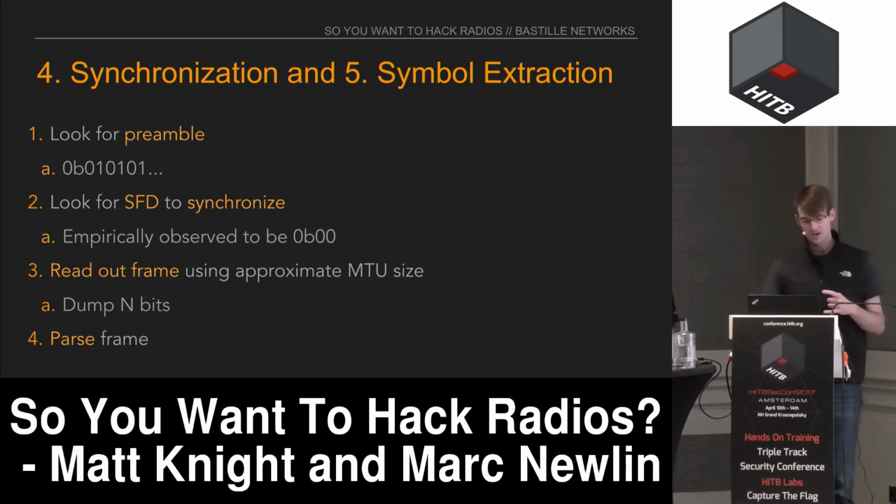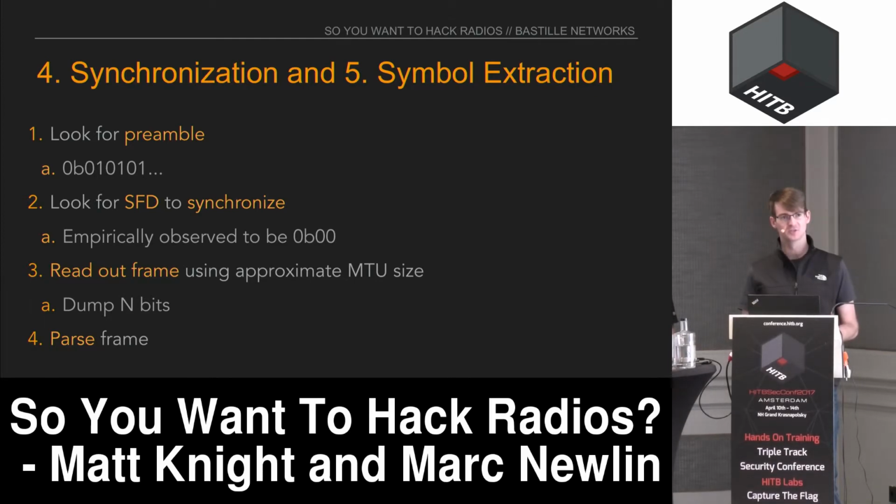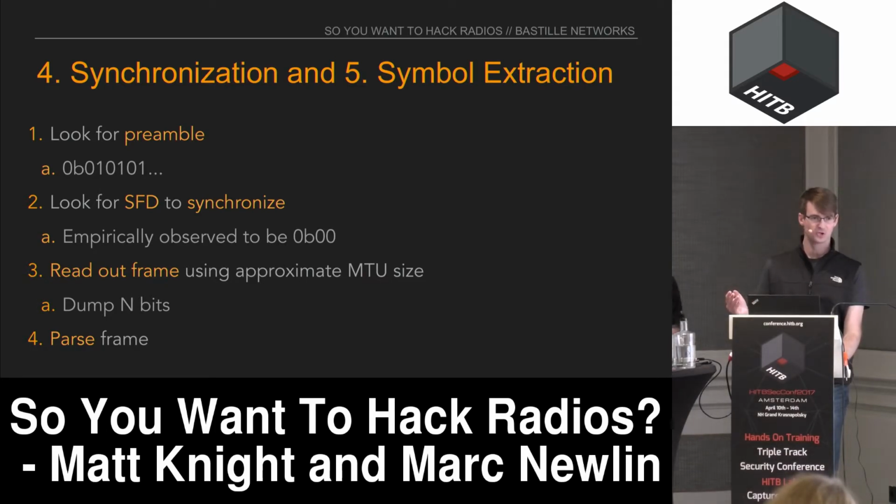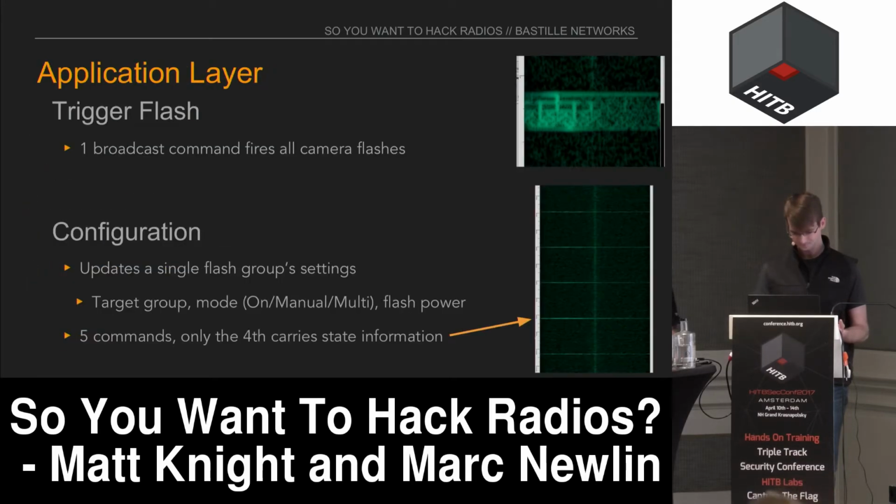So once we see that alternating pattern and our state machine establishes that we're about to receive a packet, we start to look for the start of frame delimiter so that we can synchronize. And the start of frame delimiter in this case is empirically observed to be 2 zero-valued symbols. So basically, the transmitter sends its preamble, and then at the end of the preamble, it sends an extra zero-valued symbol to tell the receiver, hey, the preamble's done. What follows immediately after the second zero-valued symbol is your data. So once we're synchronized, we read out the frame using some arbitrarily large MTU size, just dumping out the next, say, couple hundred bits. And then we can parse through that and try to make sense of what's actually happening here.